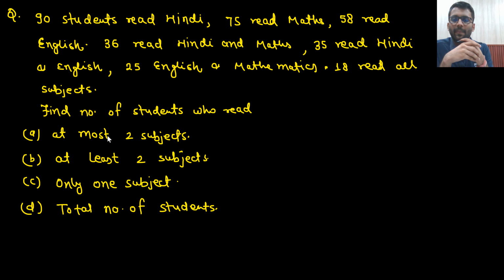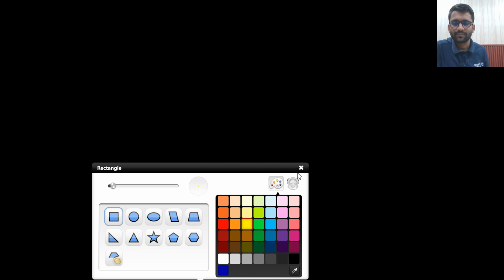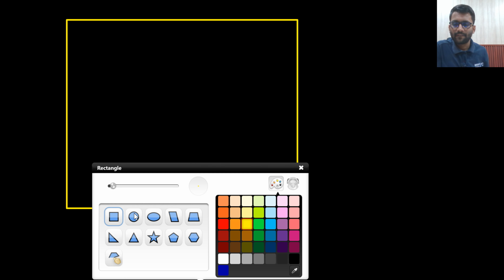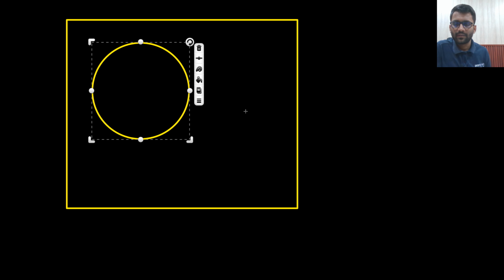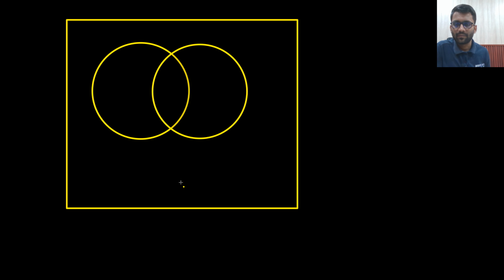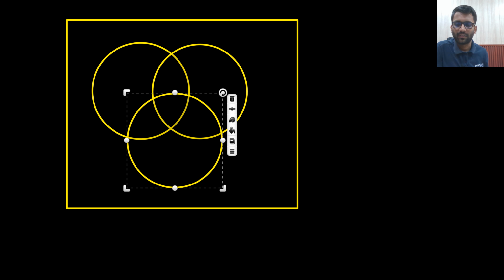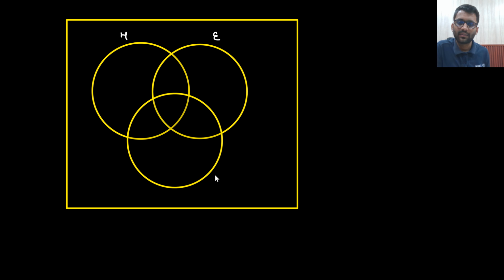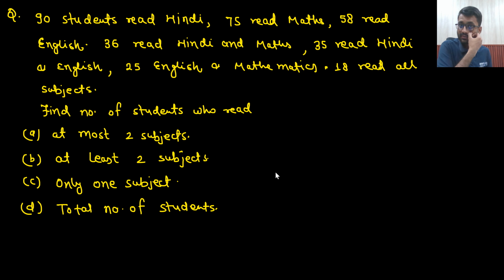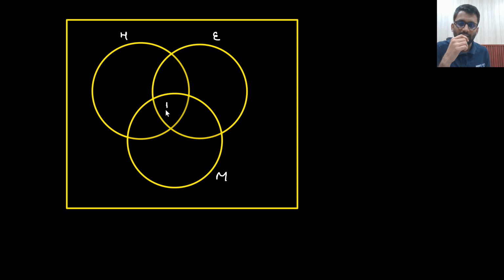Let's see this one. 90 students read Hindi, 75 read maths, 85 read English. I can see 3 subjects there: Hindi, maths and English. So I will draw the Venn diagram where 3 subjects will be coming. First I will try to find the common one: Hindi, English and maths. So 18 students read all the subjects. So this is the 18.